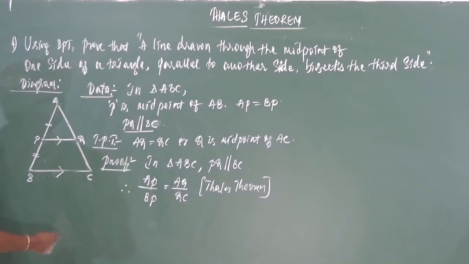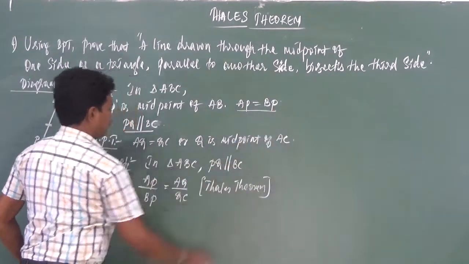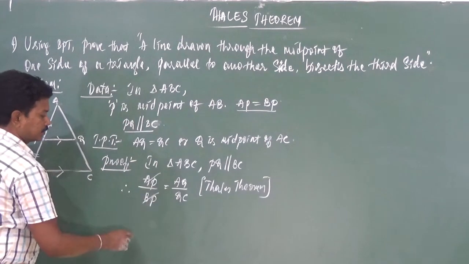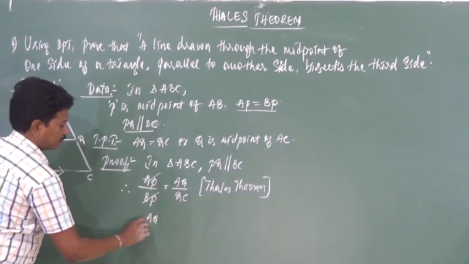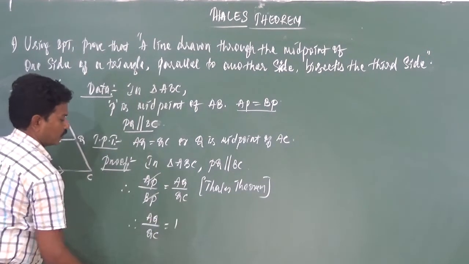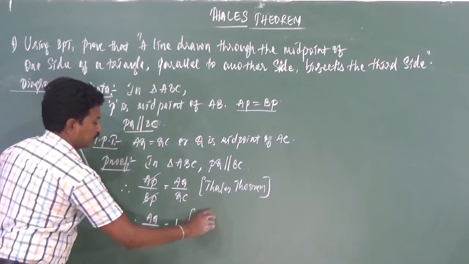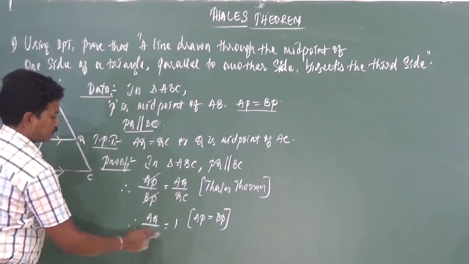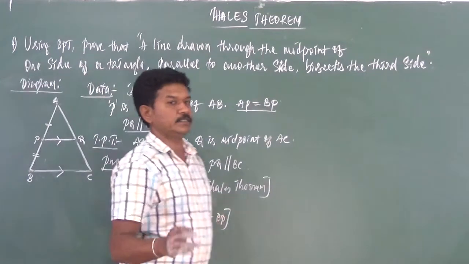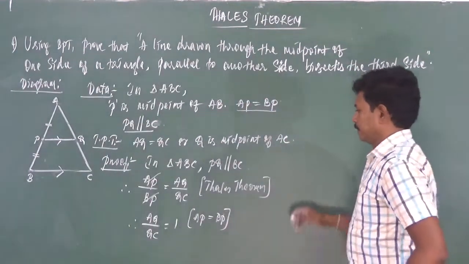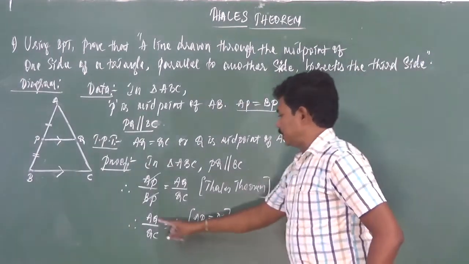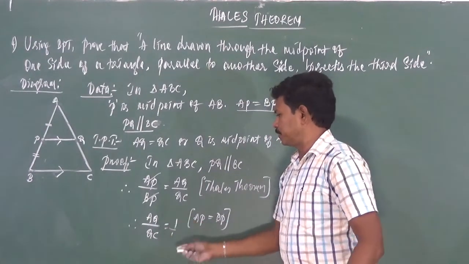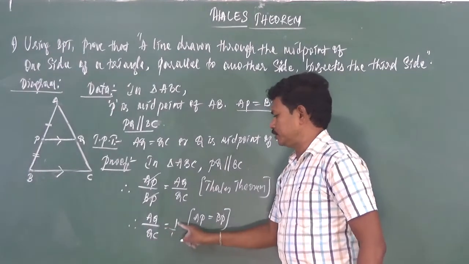Now, in the data also we have AP is equal to BP. So AP and BP get cancelled here. So therefore AQ by QC is equal to 1 because AP is equal to BP. This is the reason. If a fraction is equal to 1, then the numerator is equal to its denominator. Or in other words, you can go by cross multiplication. AQ into 1 is AQ, QC into 1 is QC.